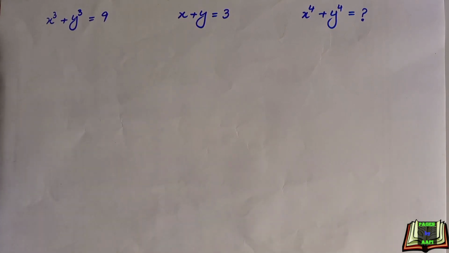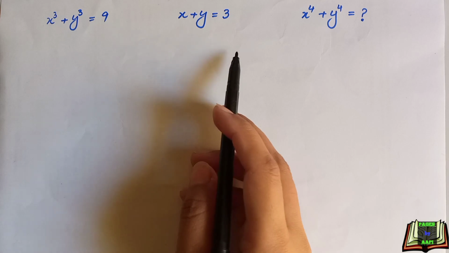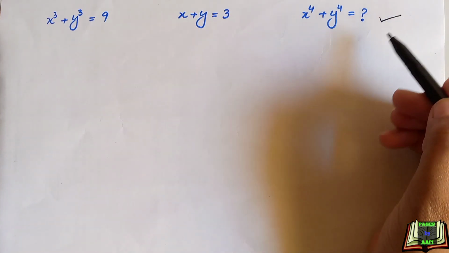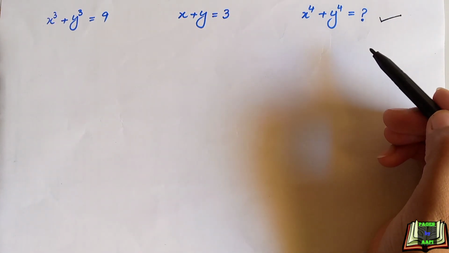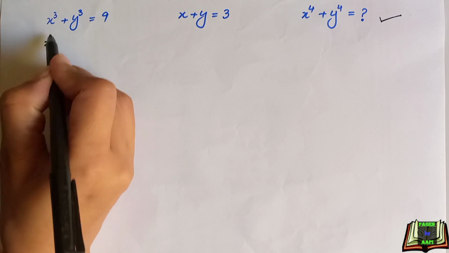In this maths tutorial, we are going to solve a system of equations. So let's have a look at the question. x cube plus y cube is 9, x plus y is 3, and we have to find out x^4 plus y^4. So we are going to solve this equation first, x cube plus y cube.